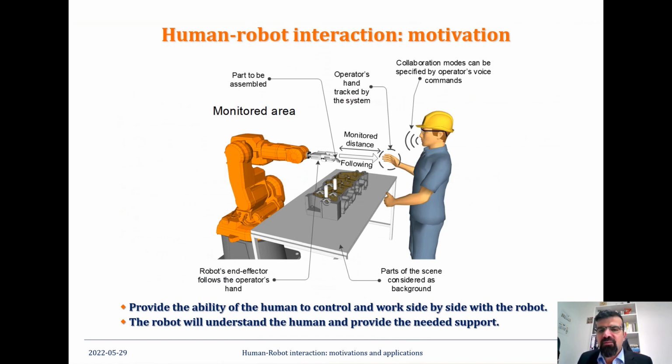As you can see in the example here, the robot will identify the hand of the operator and know through a voice command that the human needs a support, and then the robot will follow the human hand and provide the support needed. The environment is monitored, for example, with sensors and vision system to facilitate that.